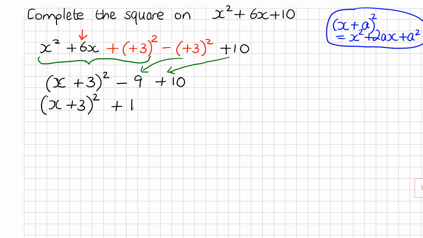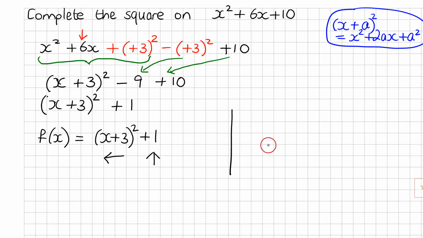Okay, so now I've completed the square on x squared plus 6x plus 10. And I've written it in the form x plus 3 all to be squared plus 1. Now this can be handy for several reasons. It's now in vertex form, so we can clearly see that if I was to sketch this function, so if this was called f of x equals x plus 3 squared plus 1, I would know that I would need to move it 3 to the left and go up 1. So it has a vertex somewhere here that is minus 3, 1.